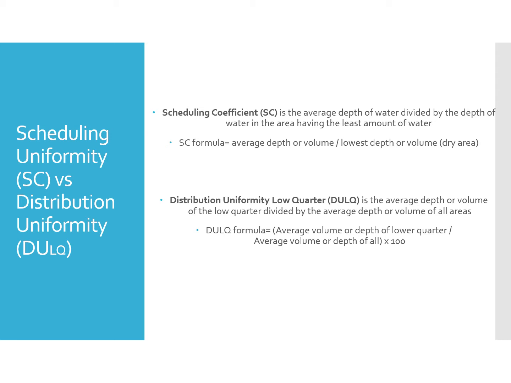So DULQ is the average depth or volume of the low quarter divided by the average depth or volume of all the areas. The DULQ formula is the average volume or depth of low quarter divided by the average volume or depth of all times 100. And that will end up being a percentage.